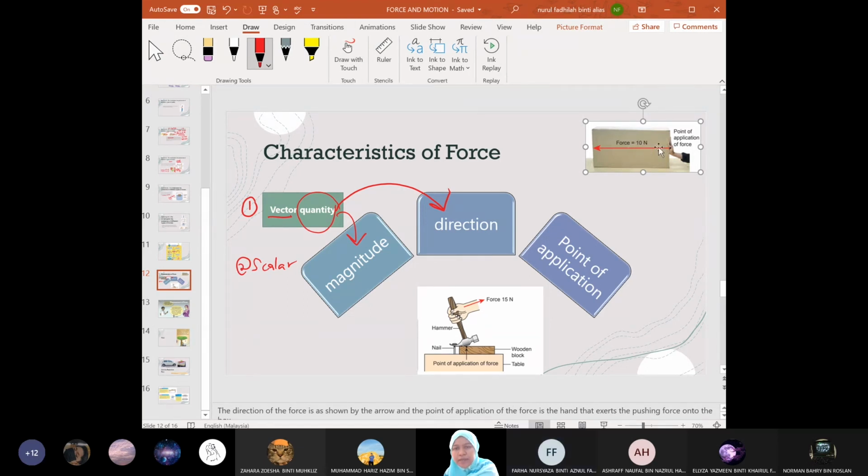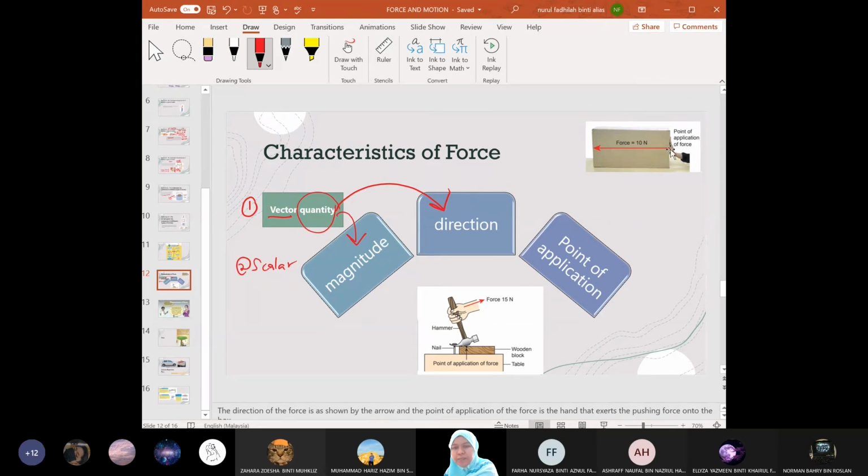Left. Okay, so a force has magnitude and direction. It's a vector quantity. And then the point of application of force. Di mana? Where is the point of application of the force? Di mana is the point of application? Jawapannya ialah kat mana? The hand. The hand. Sini.